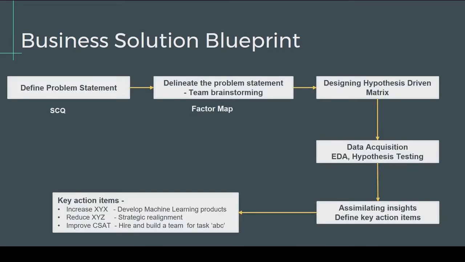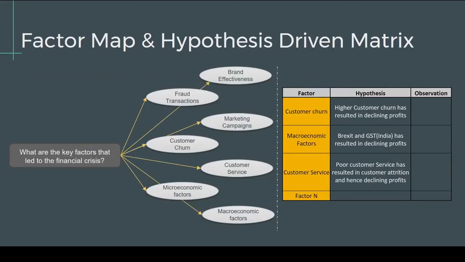So let's look at a basic factor map and a hypothesis matrix. Here is a sample factor map, and this is by no means an exhaustive factor map, but it is representative of the one I believe you should create for your problem statement. The factor map starts with the key question: what are the key factors that led to the financial crisis? Now, there will be several factors that you could think about. When you sit together as a team and try to build an exhaustive connected map, it could be a structured, layered approach. This is a very simple one. You believe that fraud transactions have increased, right? So the number of fraud transactions could actually be a problem. Customer churn could be a problem.